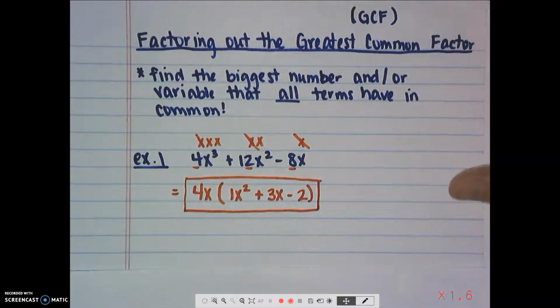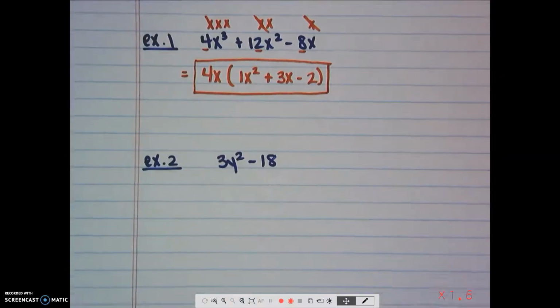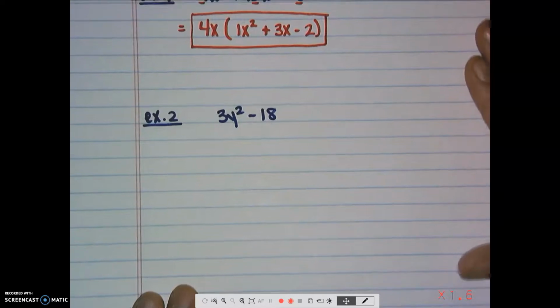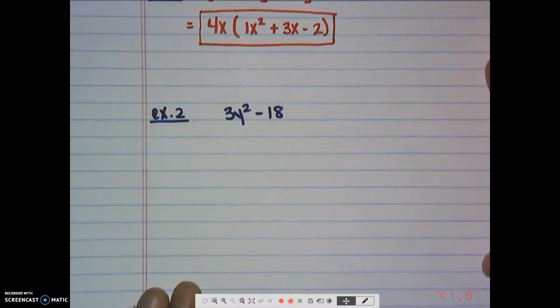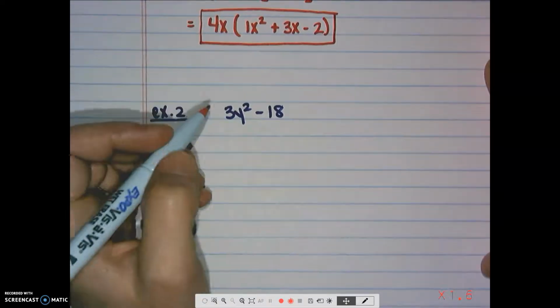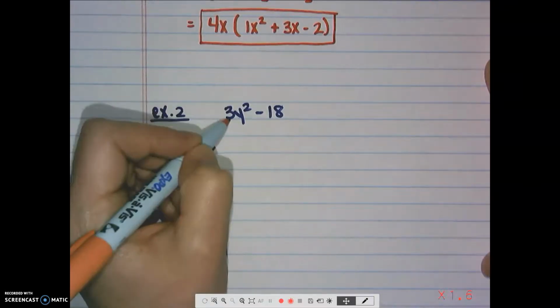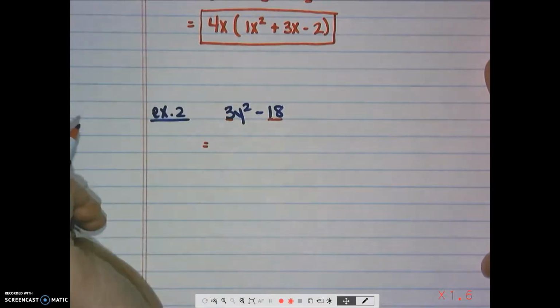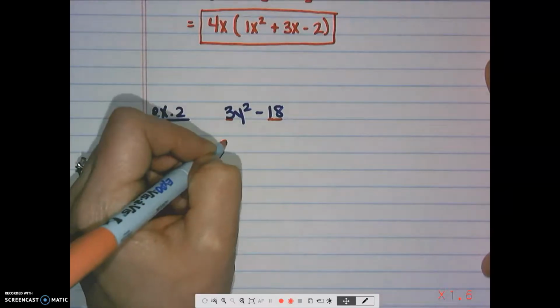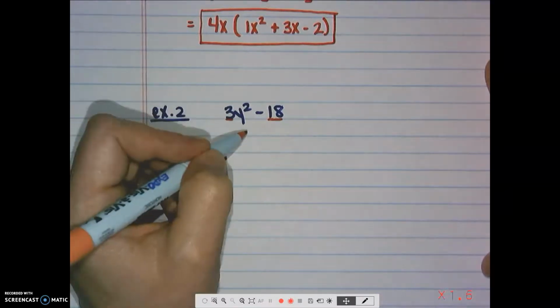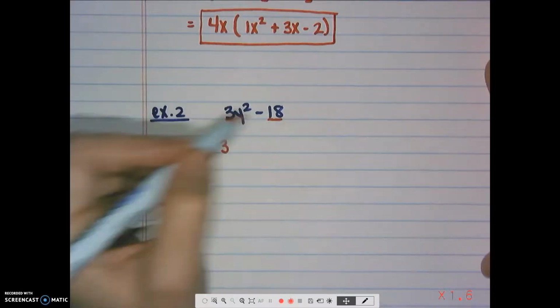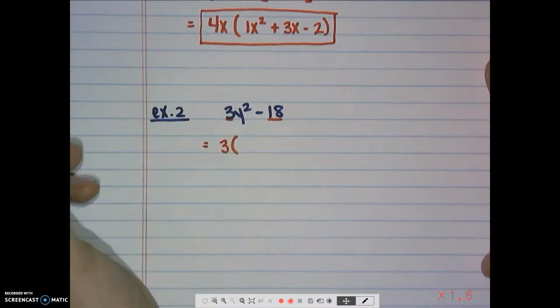Okay, so let's take a look at another example. So if we have 3y squared minus 18, again, we're going to look at our numbers first. So we're looking at 3 and negative 18. The biggest number that goes into both of those would be 3. Here we have y squared, and this doesn't have any y's, so they don't have any variables in common at all, so the 3 is it.